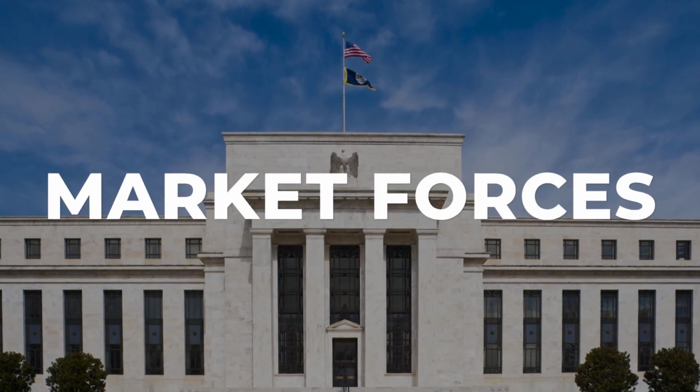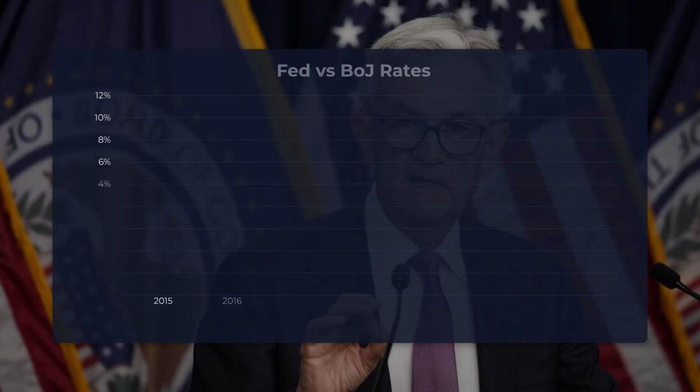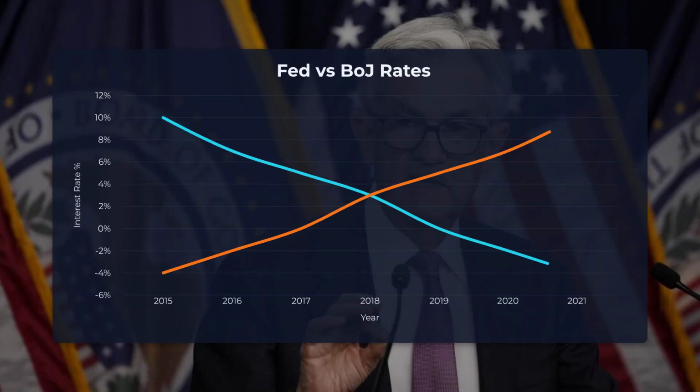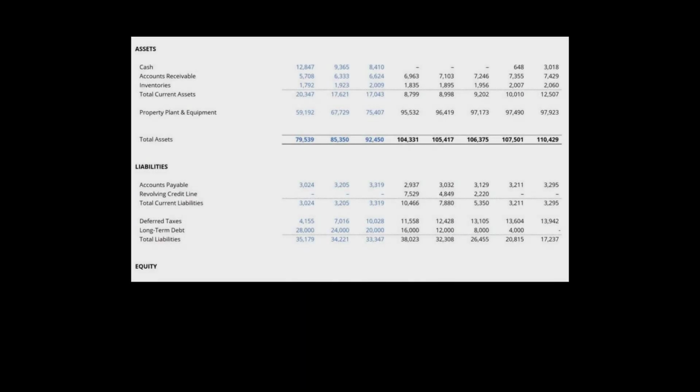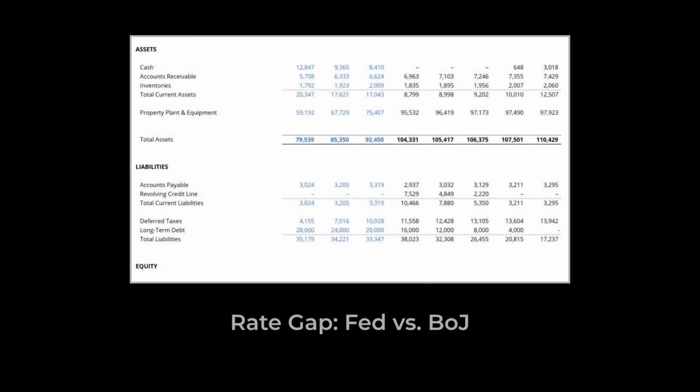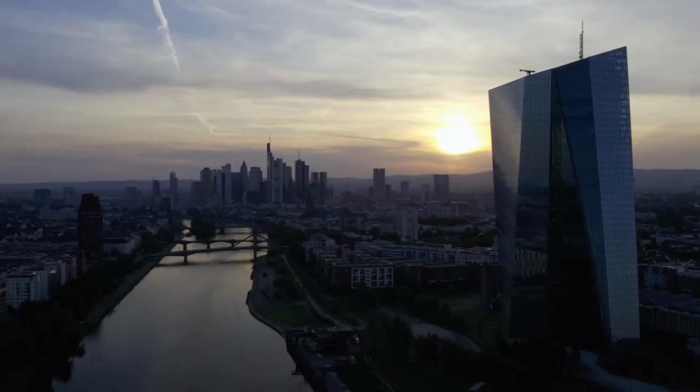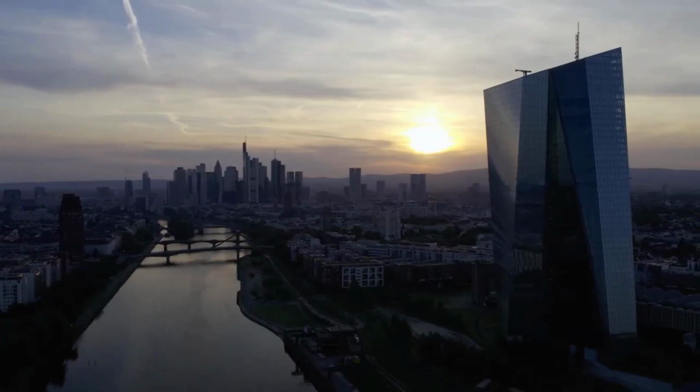Interest rates set by central banks have a magnetic pull on global money. When the US Federal Reserve raised its policy rate from near zero in 2015 to over 5% by 2023, while the Bank of Japan held rates at negative 0.1%, the gap between the two reached 5 full percentage points. That kind of difference does not just sit quietly on a spreadsheet. It draws trillions of dollars across borders.